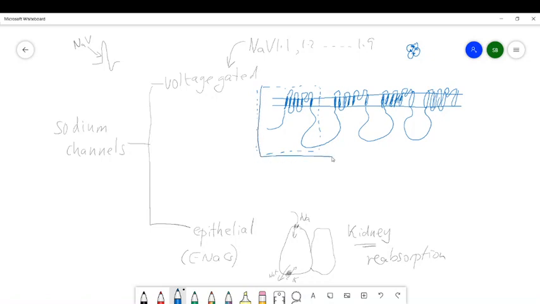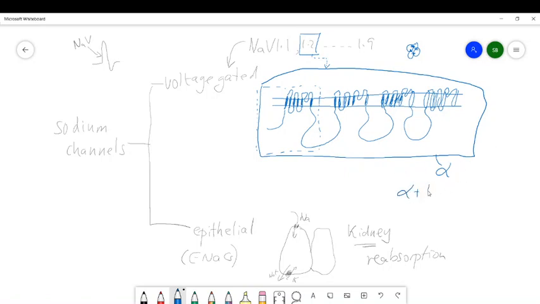And all this here makes 1 alpha subunit, and each member of the NAV family, the gene family, the NAV 1.2 gene, for example, encodes one of these. And usually the sodium channel is alpha and an accessory beta subunit together.